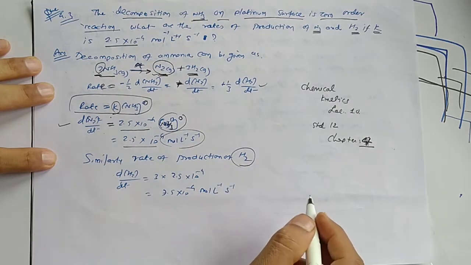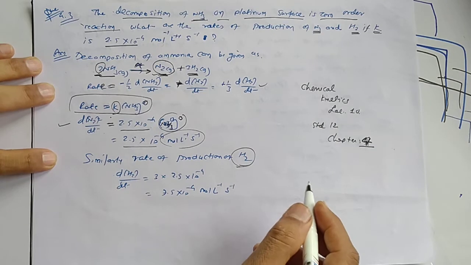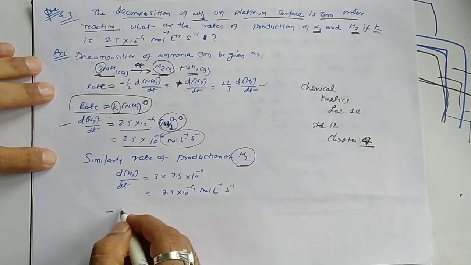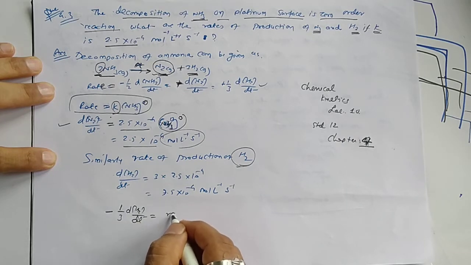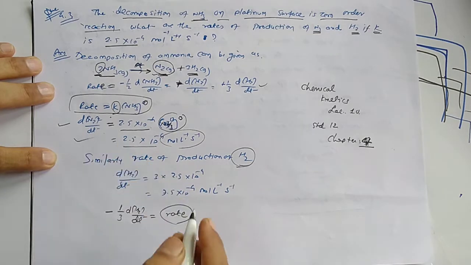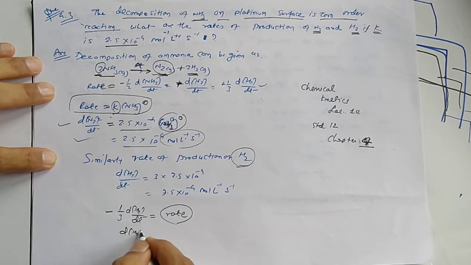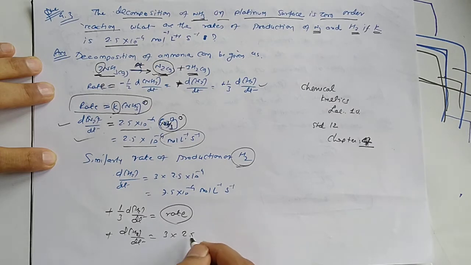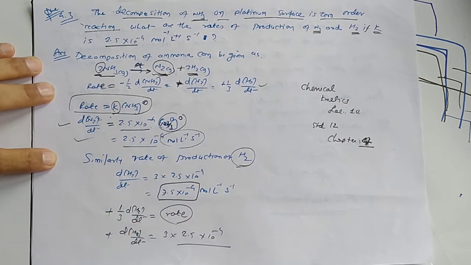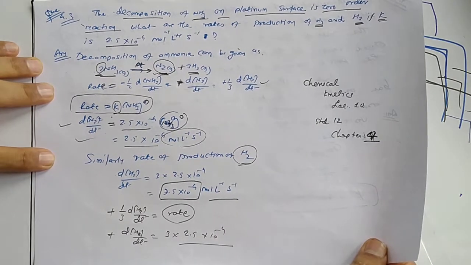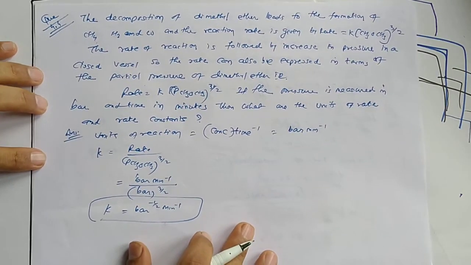Similarly, the rate of hydrogen. So here it should be minus 1 upon 3 d[H2] upon dt is equal to rate. So d[H2] upon dt we have to derive. So 3 comes here into rate, 2.5 10 raised to minus 4. So 7.5 10 raised to minus 4 with reference to hydrogen. Yes. Now question number 4.4.